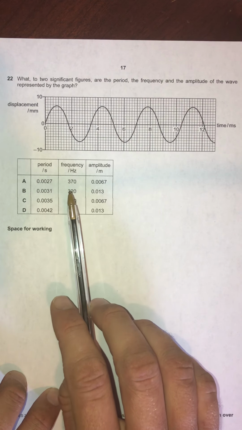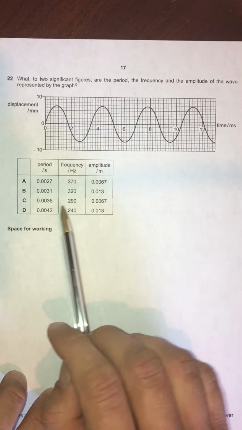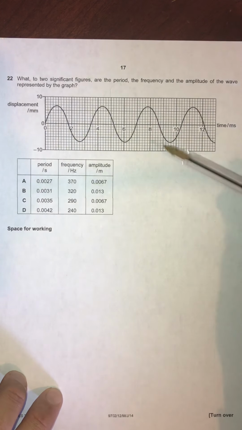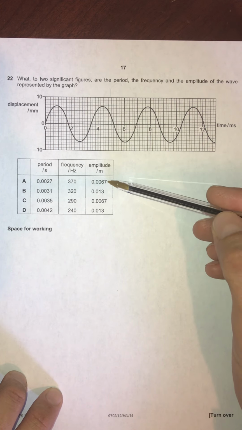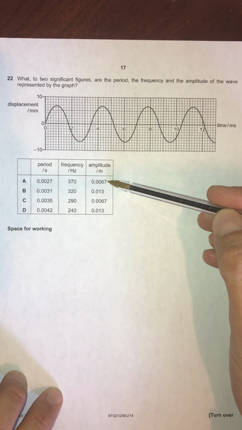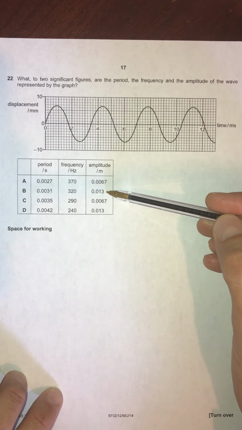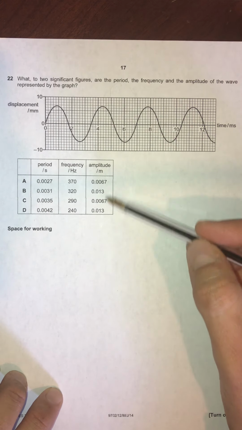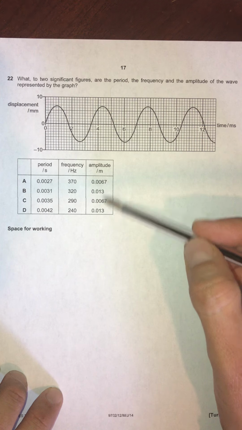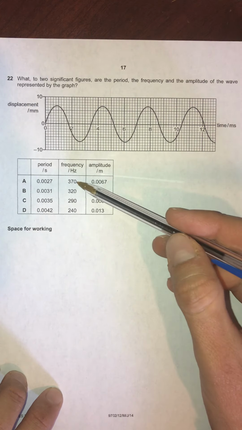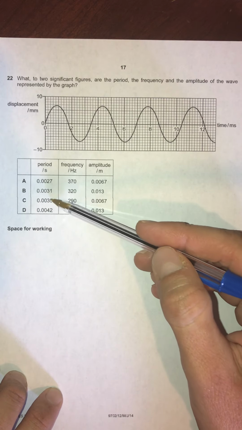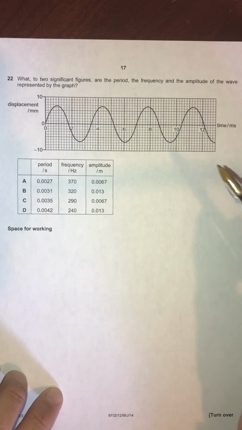One of the first things that I would do is take a look at the answer choices and see what we've got here. It looks like the amplitude is either 0.0067 meters or 0.013 meters because those options are repeated there. So determining the amplitude by itself won't get us to the answer, but it does seem that each value of frequency is unique and each value of period is unique.